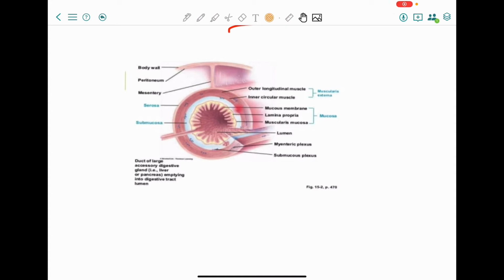And then after it there are some external muscles. There are outer longitudinal muscles, and on the inside there are inner circular muscles. We are talking about the gut: outer is longitudinal and inner is circular. Now, what are these? Plexus. There are various nerves coming which form plexus in the tube.